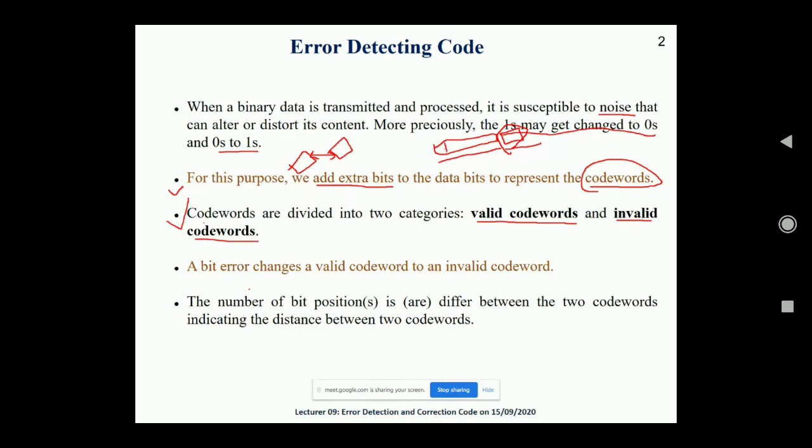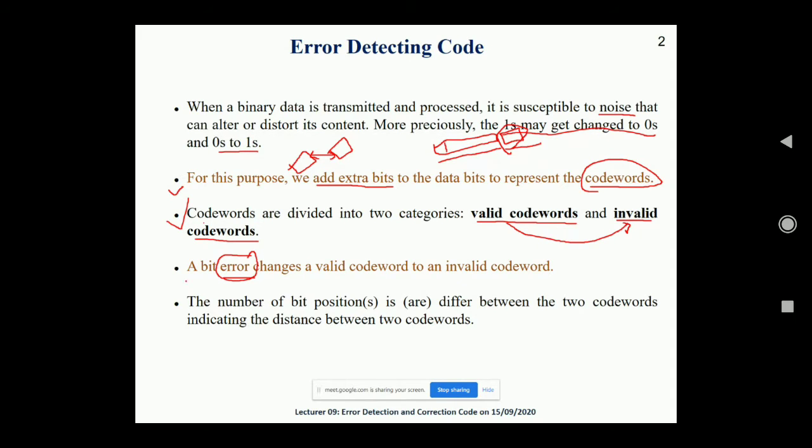Then how is an error occurred? How can we know? When a valid code word is transferred to an invalid code word due to some noise or some other reason, this code word converts to the invalid code word. When any valid code word converts to an invalid code word, that time some errors have occurred.